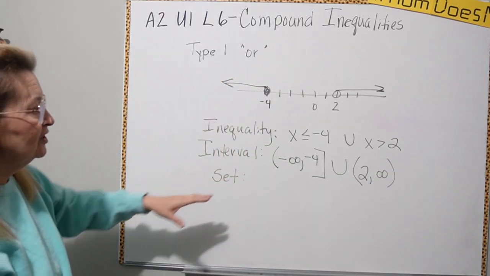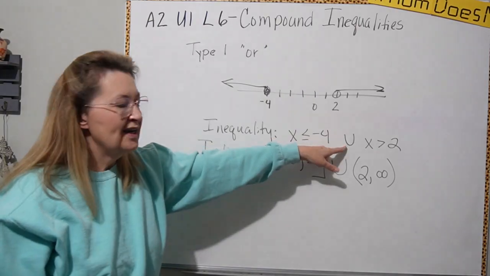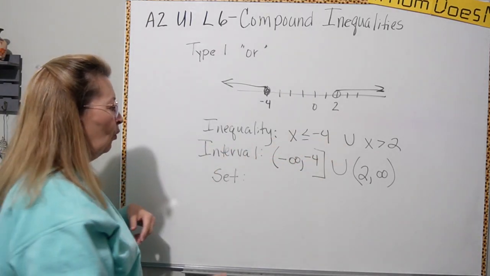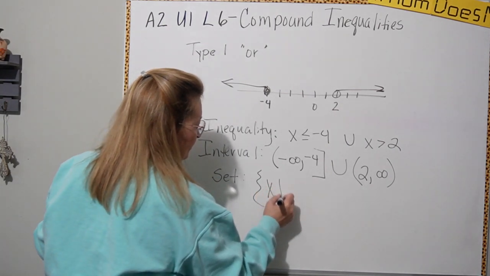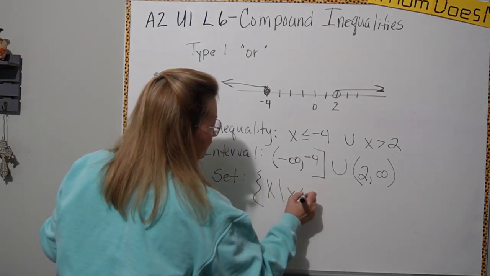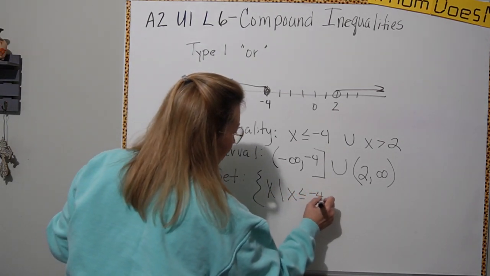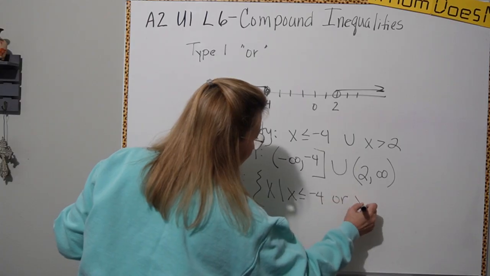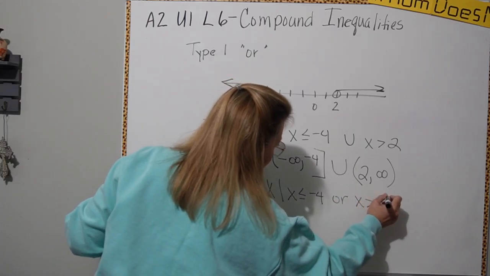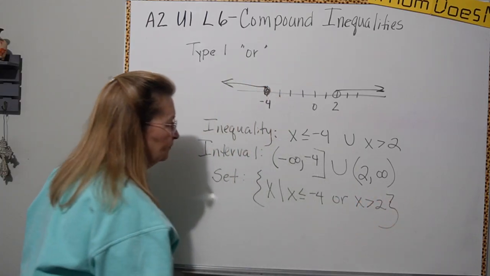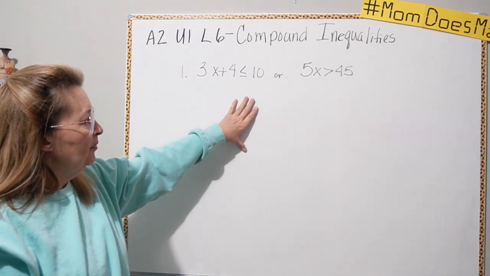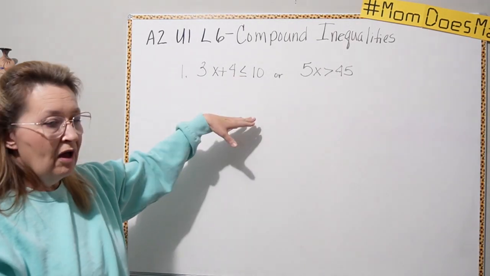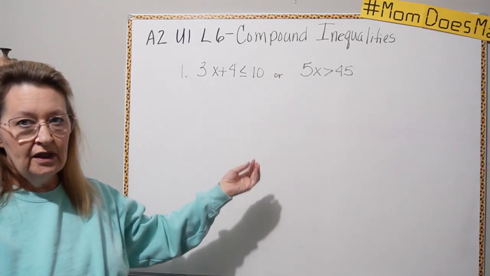Now, for set notation, we're going to use this, but instead of the union symbol, we're just going to put the word OR. So, we're going to start with a brace, x, such that x is less than or equal to -4, or x is greater than 2. Okay? Okay, let's look at number 1. We have our compound inequality, and we are going to solve and graph and put it in interval notation.